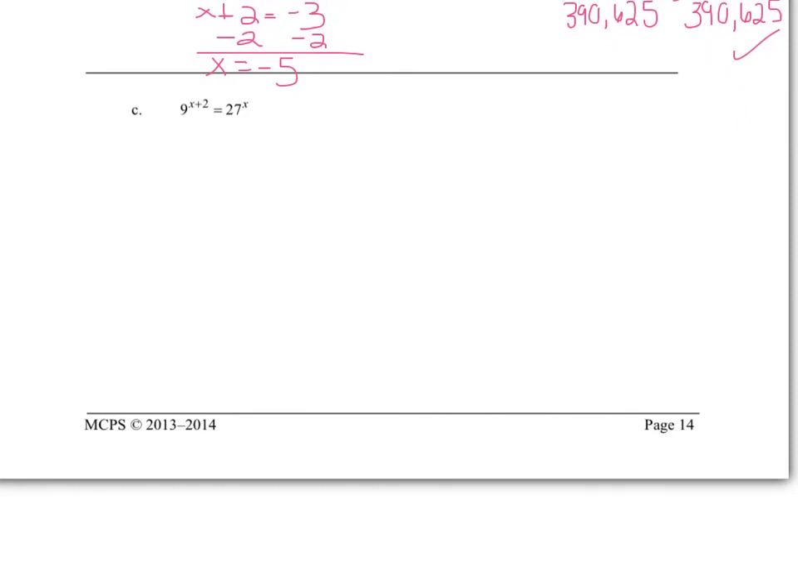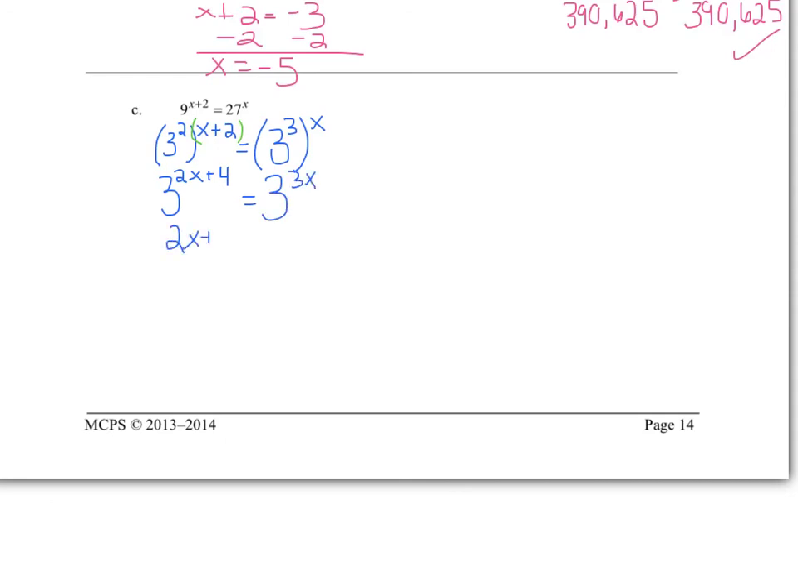Our last problem is 9 to the power of x plus 2 equals 27 to the power of x. They need to have the same base, but I can't make 27 a base of 9, but I can make both of them a base of 3. So it's going to be 3 squared to the x plus 2 power equals 3 cubed to the x power. Again, parentheses around my exponents, and I have 3 to the power of 2x plus 4 equals 3 to the power of 3x.